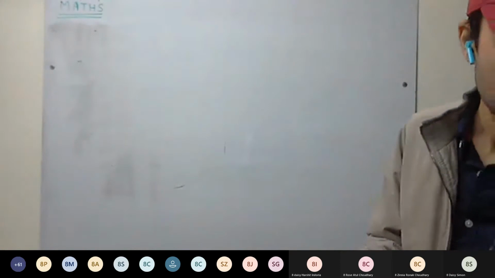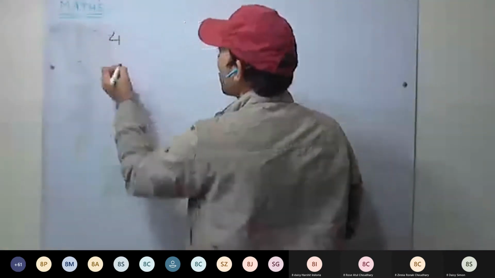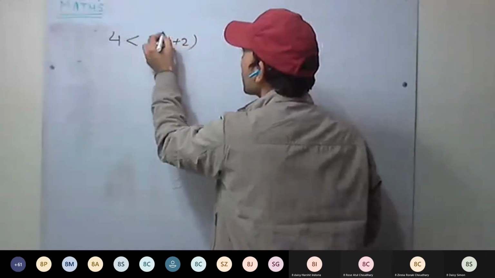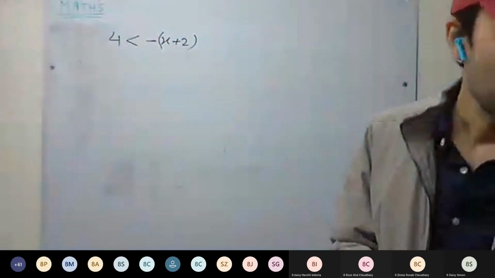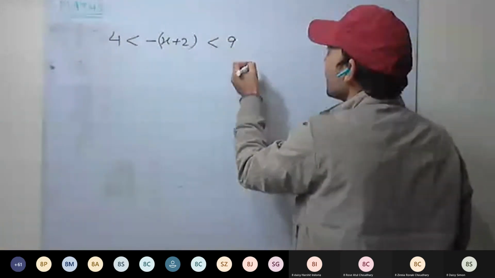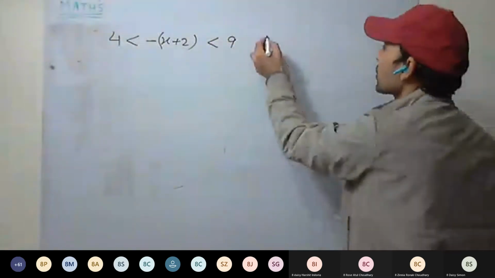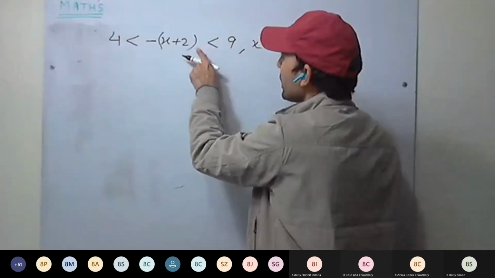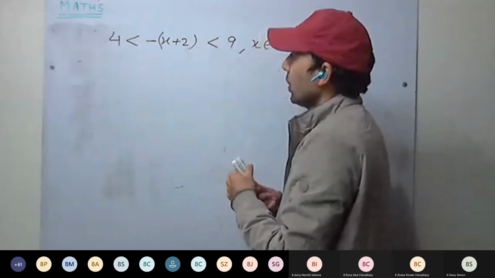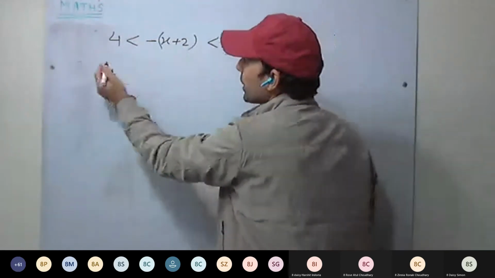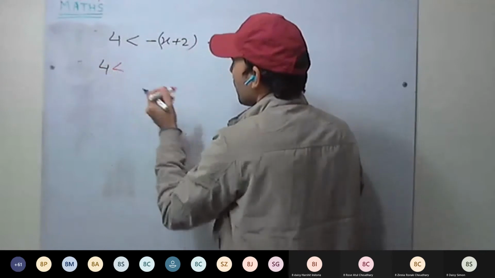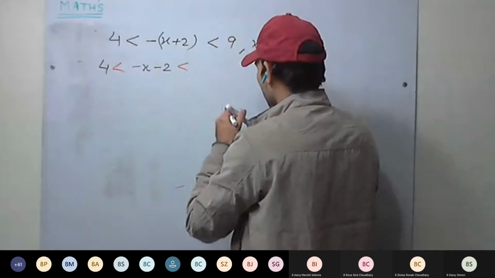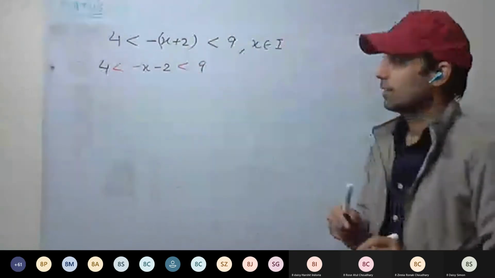Okay, 5th first. Here two inequality signs are there. 4 less than minus x plus 2, the minus is outside the bracket, less than 9, and x belongs to integers. This is the inequality here: one inequality, second inequality. How to solve this one? So what we'll do first? We open the bracket. 4 less than minus x minus 2, less than 9.